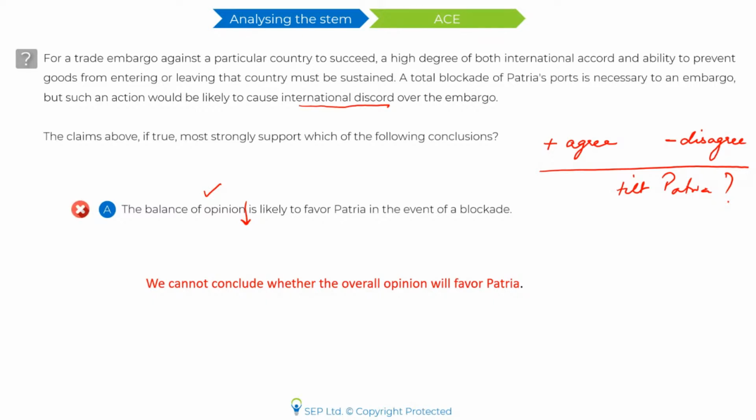A lot of you chose A. Is this clear why A is not the answer? All of you, please let me know, because a lot of you chose A. Is it clear to all of you why A is not the answer? Great. Let's move to the next option.